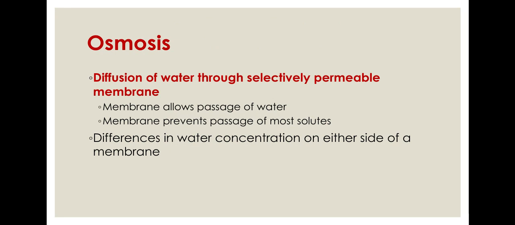Osmosis is moving water through a selectively permeable membrane, like a cell membrane. The membrane will let water through, but large solutes or charged particles in solutes, they can't get through. They're stuck. So the water is what will move to sort of compensate for the solute particles not being able to move. And that will make a difference in water concentration on either side of the membrane.